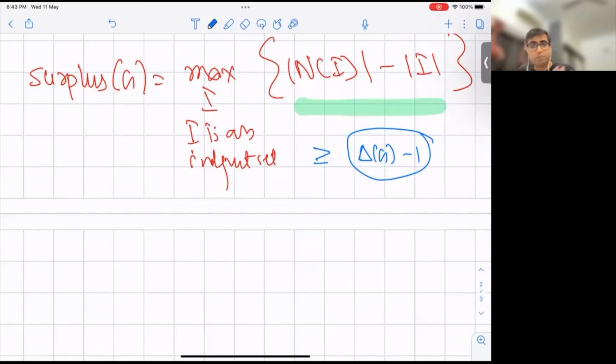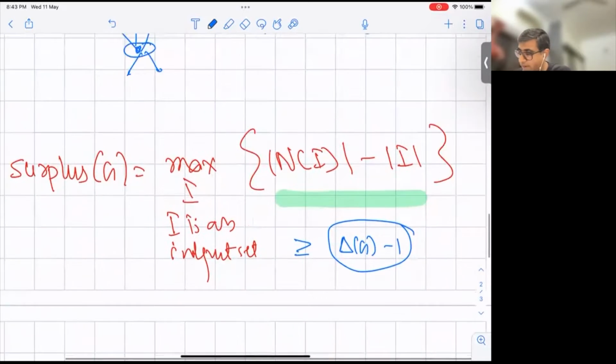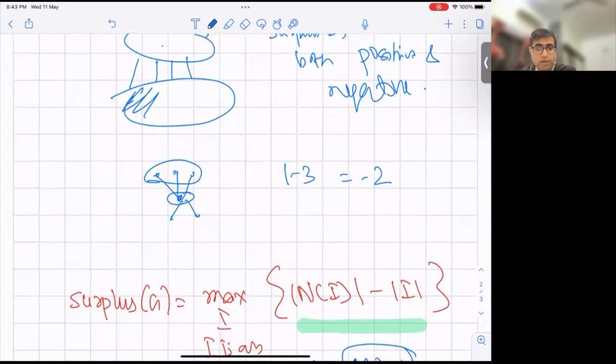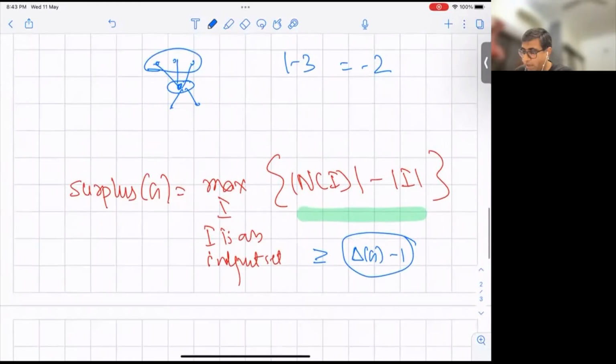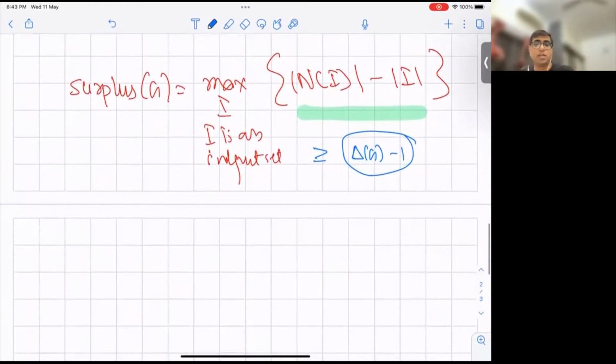Do all of you understand the definition of surplus? What is the surplus of an independent set? It's the size of its neighborhood minus the size of the set itself. And what is the surplus of the graph? You take the maximum over all independent sets.